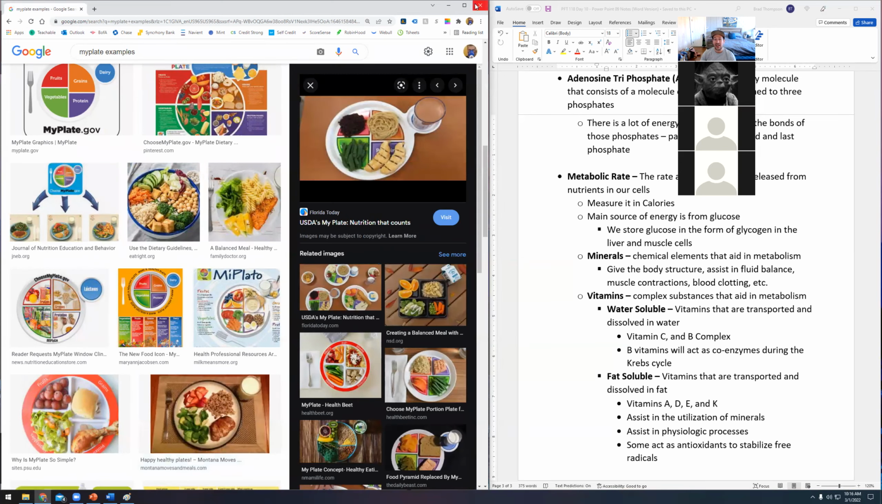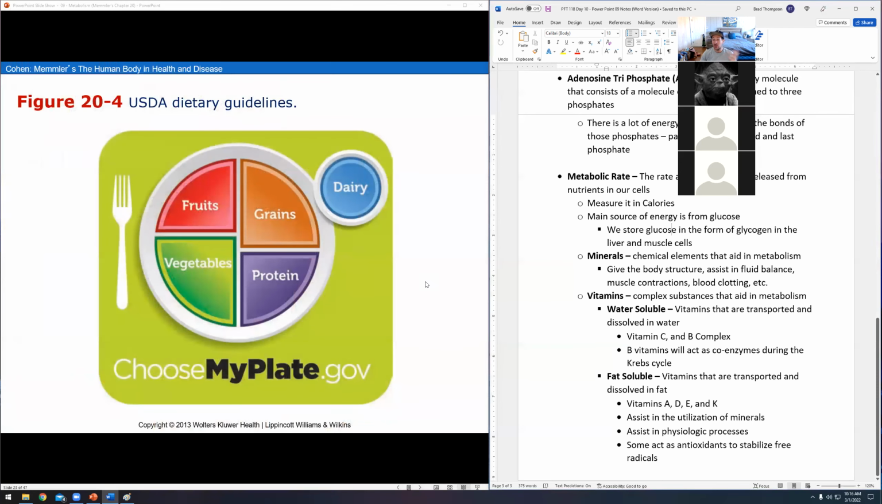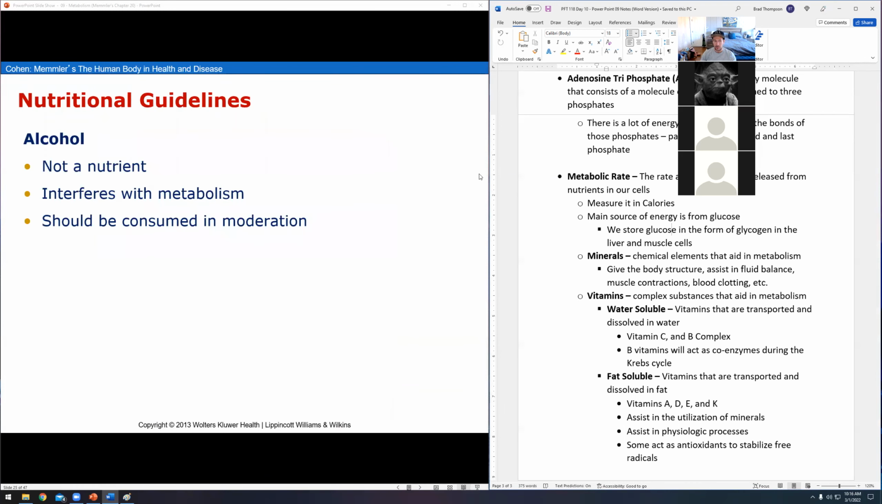But yeah, so there's a lot of different examples of this. If you can make your plates look like this, I promise you're going to get plenty of vitamins, you're going to get plenty of minerals, lots of complex carbs, good sources of protein, and you're probably not going to need to take any supplements.